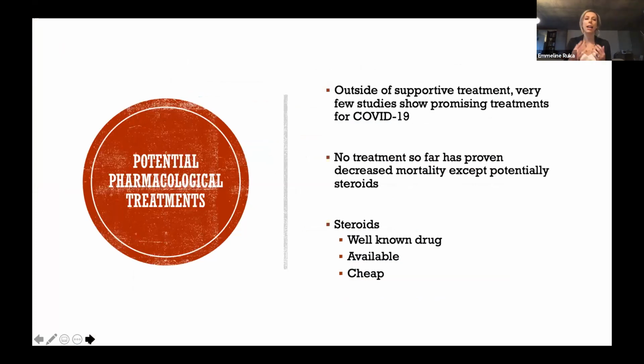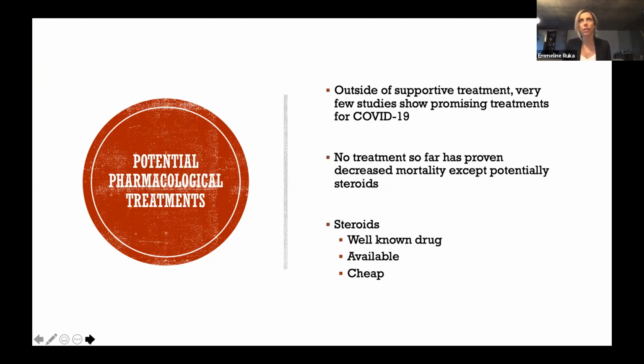So it's a new disease. It's been 7 months. There's a lot of literature. But outside of supportive treatment, despite a lot of medications having been studied, except for steroids, no treatment so far has proven to decrease mortality. Again, except the steroids. And even so, you will see with my literature review that we do have a strong study, but that's pretty much what we have.